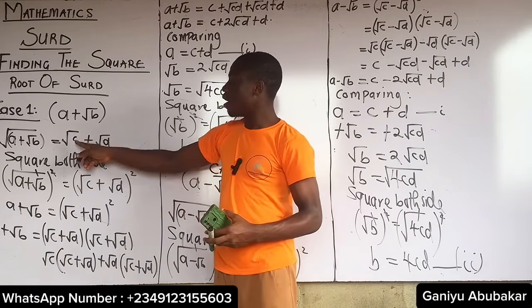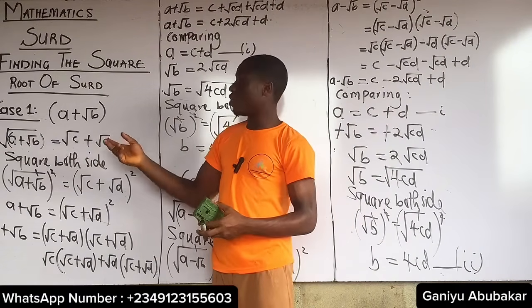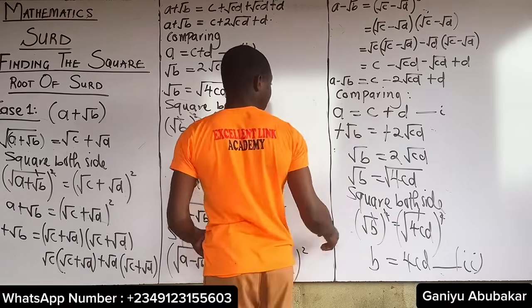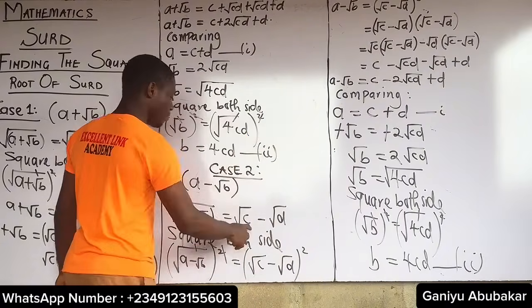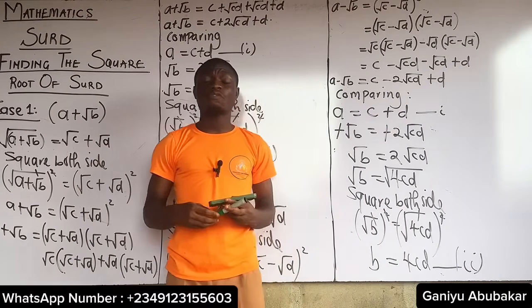Simply add an alphabet, the square root of an alphabet in this case here, or in this case here if it's negative. So let's take a quick example and let's solve together.